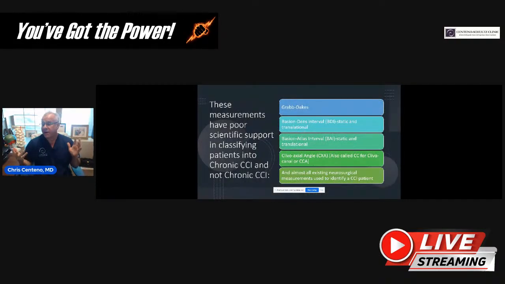And I'm going to make a statement here because I've done the research on this. And if anyone out there knows of other research I'm not looking at, please send it to me because I'd be happy to look at it. But these measurements have poor scientific support in classifying patients into symptomatic chronic CCI and asymptomatic patients. So Grabb-Oakes, that's a big one, right? You hear about it all the time. We have very little data that shows that an abnormal Grabb-Oakes is associated with symptoms in this patient population.